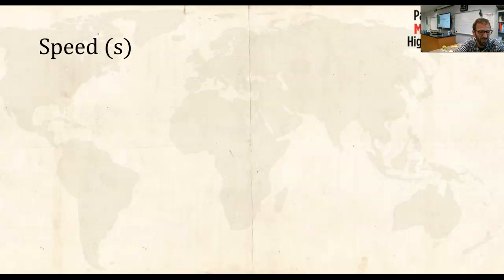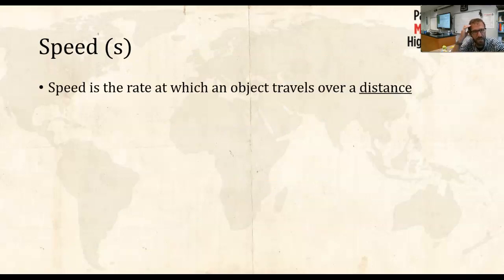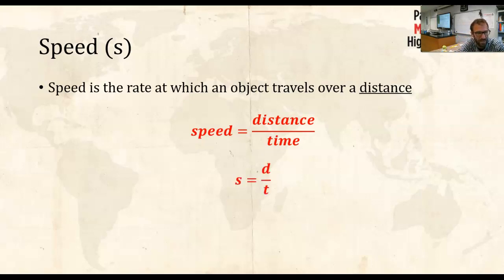So what is speed? We don't really talk about it too much in AP Physics. The speed is just the rate at which an object travels over a distance. Speed is distance divided by time. Velocity was displacement divided by time, but speed is just distance divided by time. Or speed is equal to d over t. Really, we don't use it too much, but I just want to make sure we understand the difference between the two. Distance and displacement are different, as I believe we have talked about.